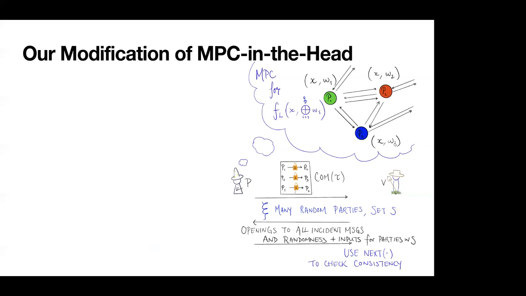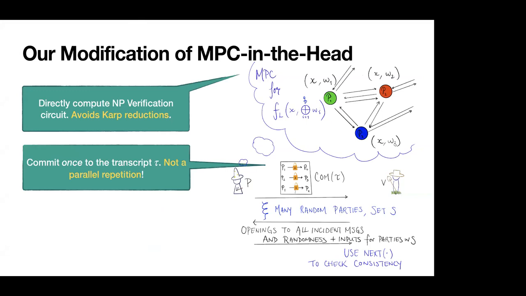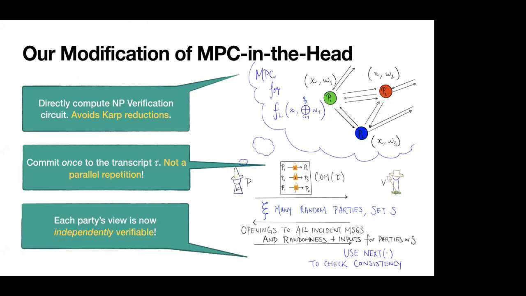And to boost soundness, you can specify that the verifier instead specifies up to t many random parties in some set S. And this will boost the soundness, and you can specify as much up to the robustness parameter of the MPC protocol. And of course, MPC-in-the-Head directly computes the NP verification circuit, so we avoid any Karp reductions. Here, it's not a parallel repetition. You only commit once to this transcript. And now each party's view is independently verifiable, and this allows us to define a very clean bad challenge set structure, which I'll define in just a bit.